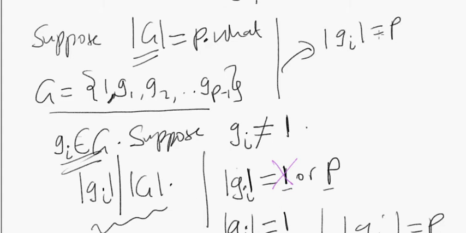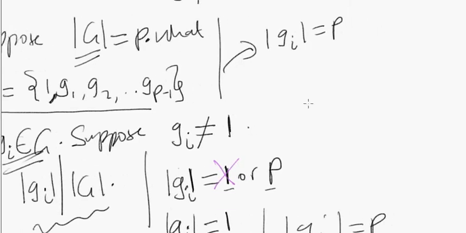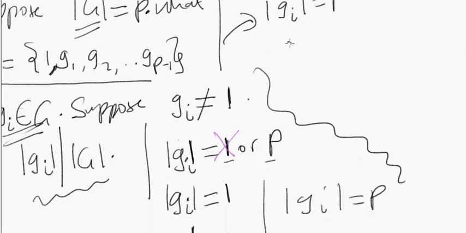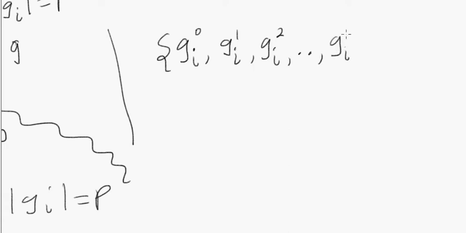Okay. But what does that mean? What does that tell us about the group G? So let's examine a certain subset. Let's examine the subset G sub I to the 0, G sub I to the 1, G sub I to the 2, all the way till G sub I to the P minus 1. Okay.